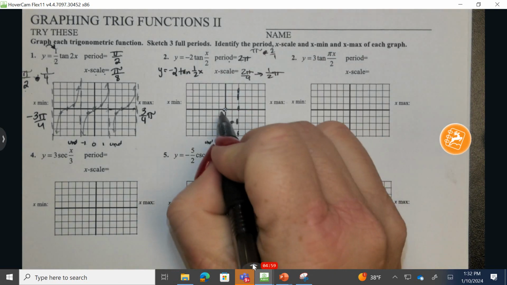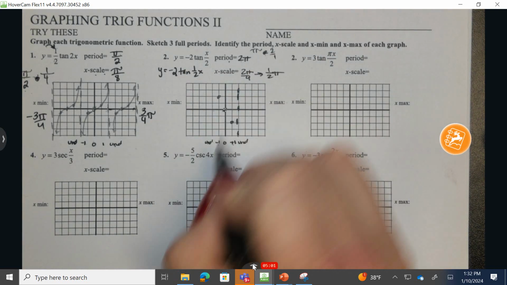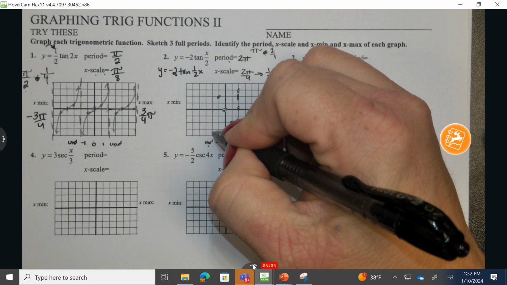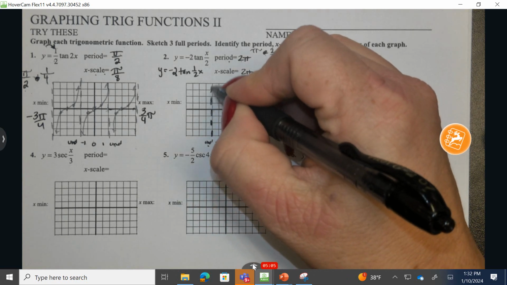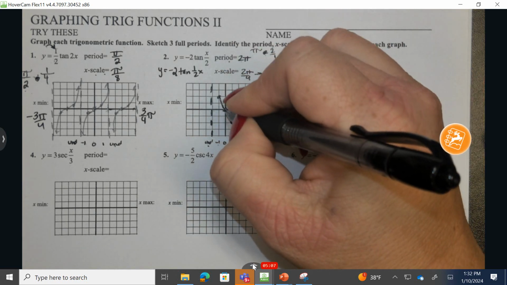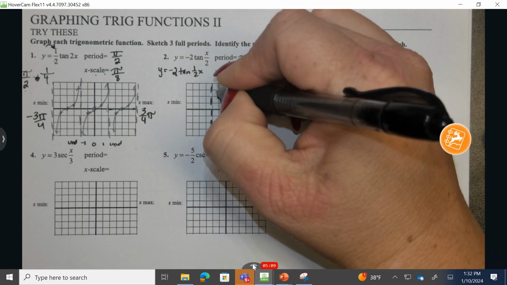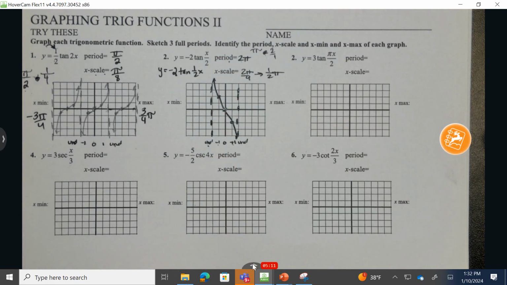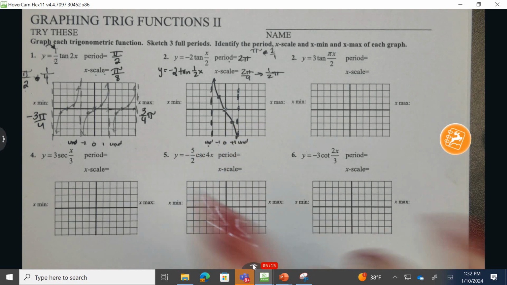Negative 1 times negative 2 is a positive 2, and my second step to the left is going to be undefined. So this is stretched vertically by a factor of 2. The negative sign has it reflect across the x-axis. I'm going to repeat the cycle to the left and to the right.